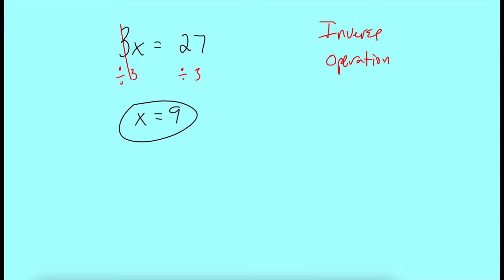Another example of a one-step equation might be, well, let's do x plus 2/3 equals 5/7. So in this problem, to solve it, I'm going to subtract 2/3 because that's the inverse of adding 2/3. And whatever you do to one side, you do to the other.